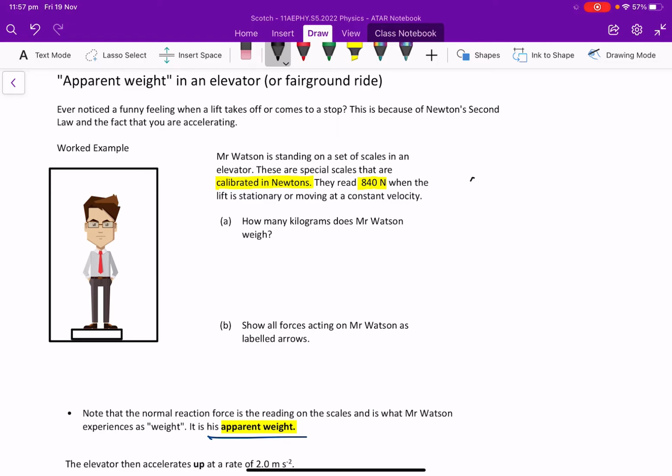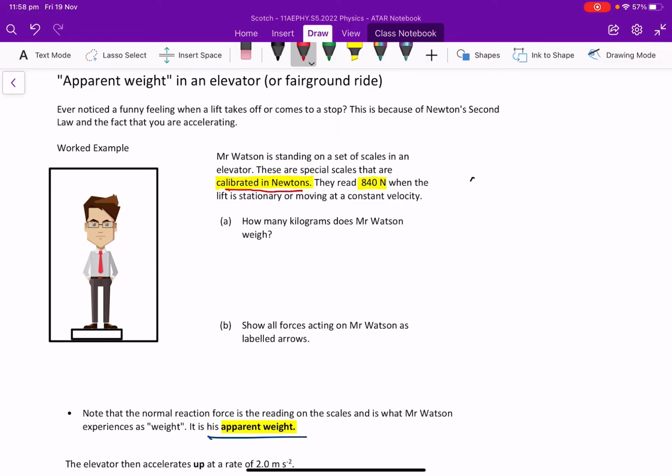And what I'm saying to you is, these are a special set of physics scales, so they're calibrated in newtons. Just imagine, if G was 10, which it almost is, instead of saying 40 kilos, it would say 400 newtons. It would just be getting a bit of Tipex and putting a 0 next to all the kilograms and changing the word kilogram to newtons. If G was 10, it's not, it's 9.8, but just imagine it's giving a reading in newtons.